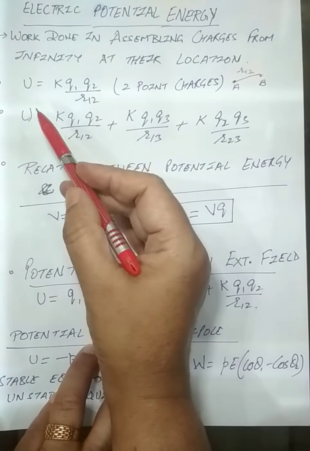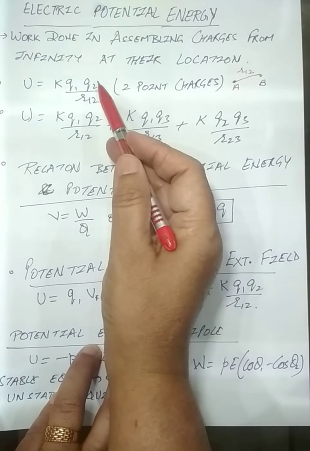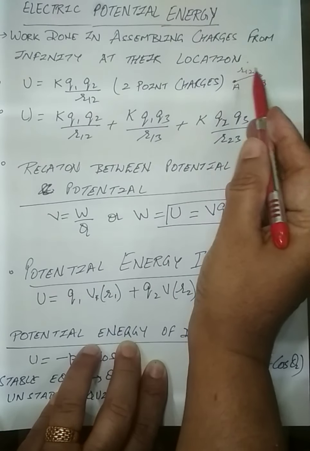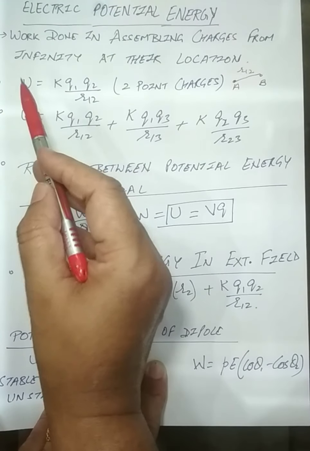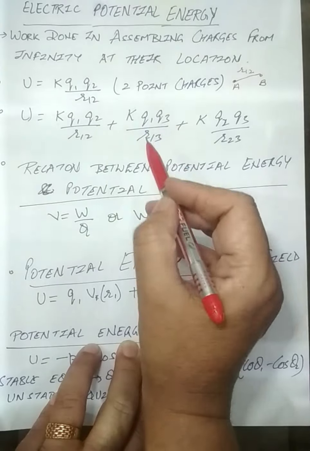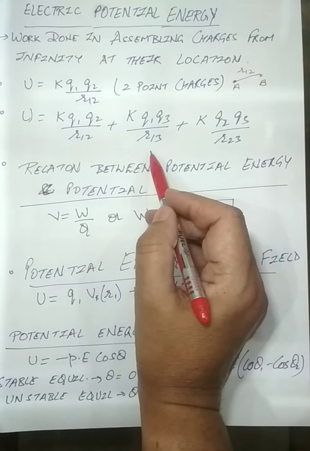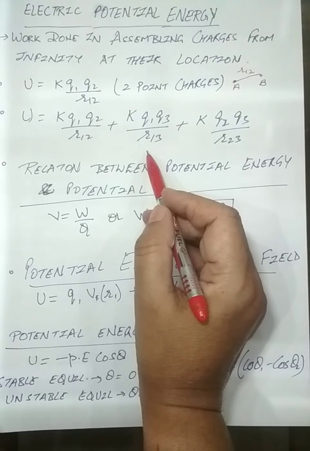So what will you get? It's V into Q, where V is KQ1 by R12, into Q2. So if you have to find the potential energy of 2 point charges, my work done or potential energy will be K Q1 Q2 by R12. And now see children, you have to make the pattern, you have to learn and memorize the expression for the potential energy.